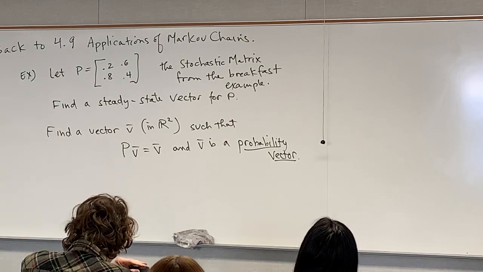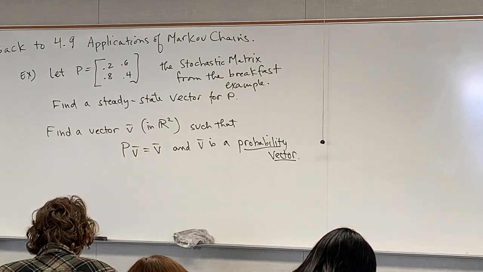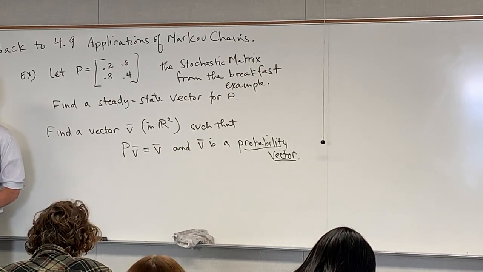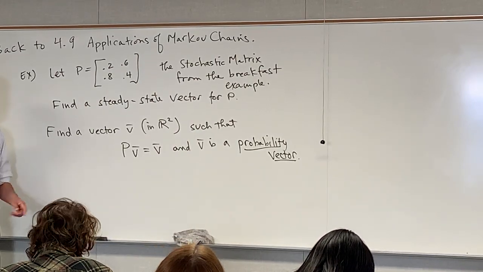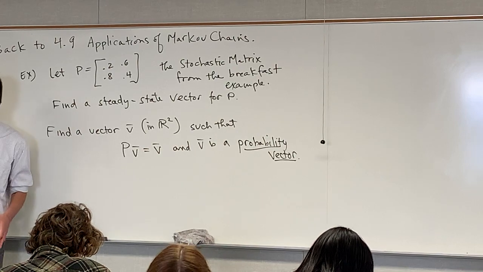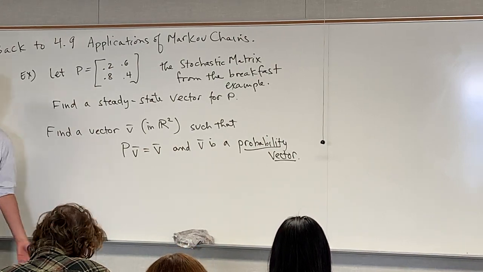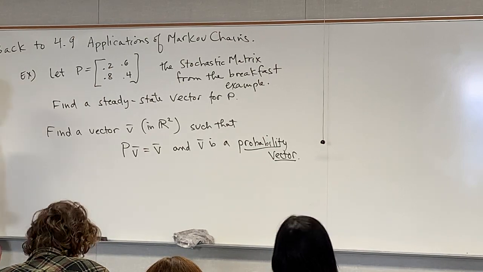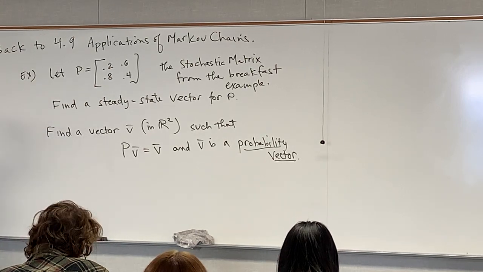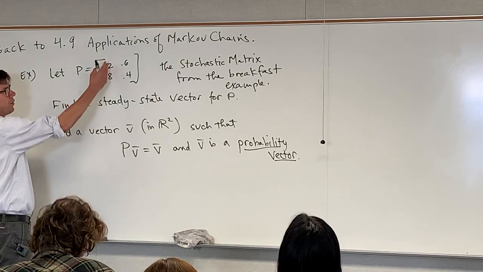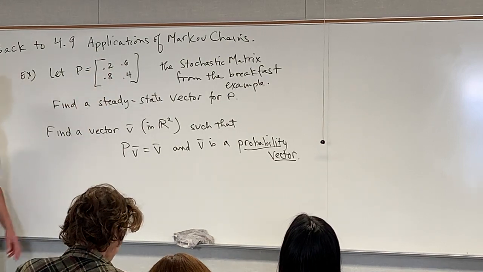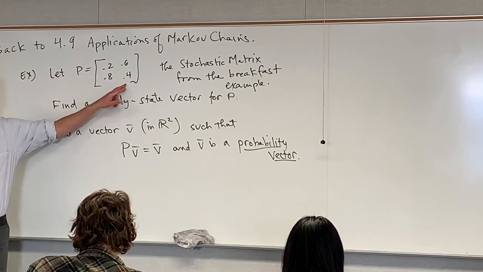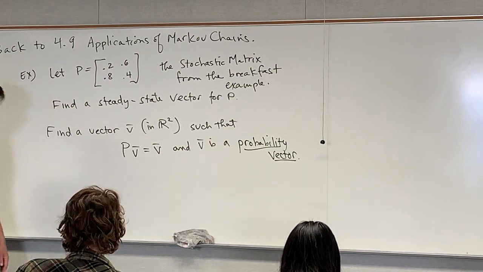What does it mean to be a probability vector? That's one thing you gotta know. Yeah, the entries got to add up to 1, and they got to be positive. So no negative entries. It could be 0 for some. So the columns of a stochastic matrix are probability vectors. 0.2 plus 0.8 is 1. 0.6 plus 0.4 is 1.